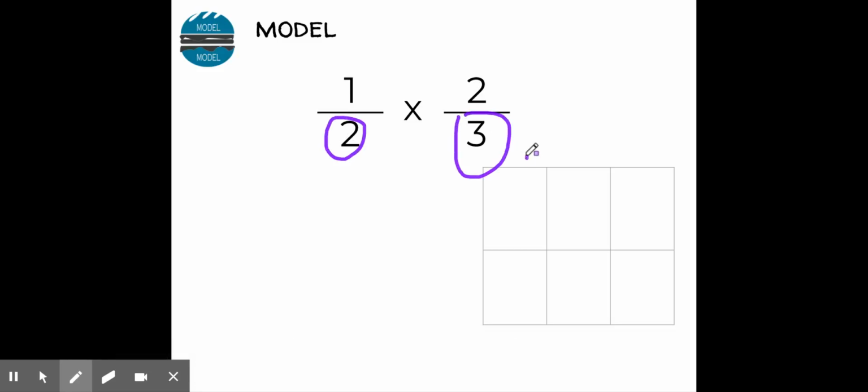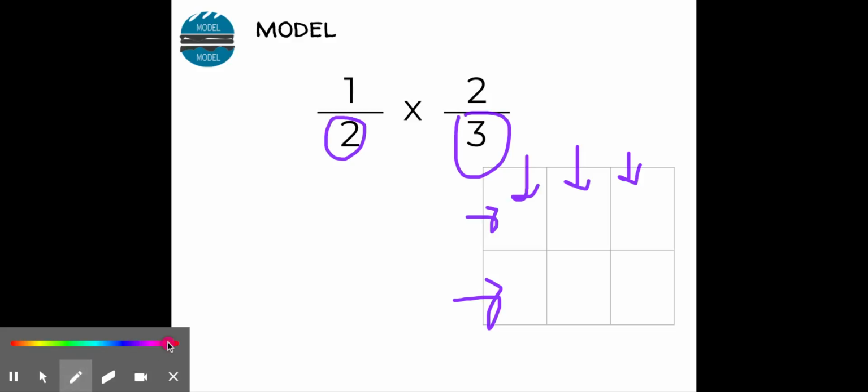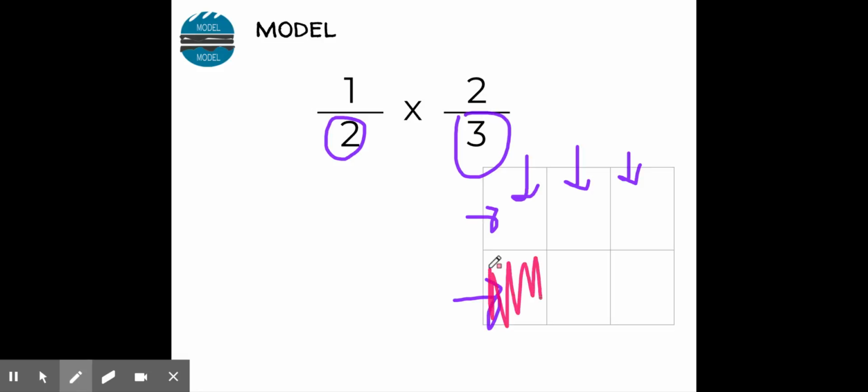As you can see, I have 3 columns going across, and then I have 2 rows. Now I'm going to use a different color here to shade in. For 1/2, over here I have 1 and 2, I'm going to shade in 1/2. Going across, I have 3 sections. Since my fraction is 2/3, I'm going to shade in 2/3. But remember, we're making sure we're shading in where the fractions intersect.